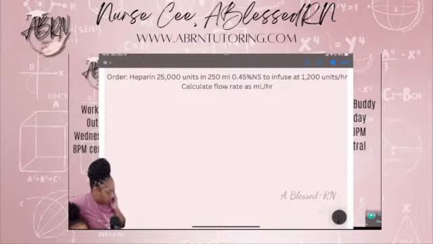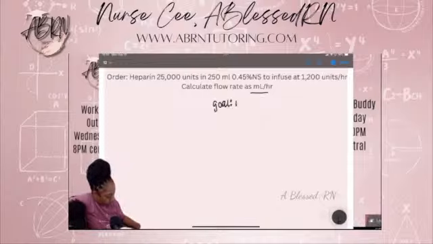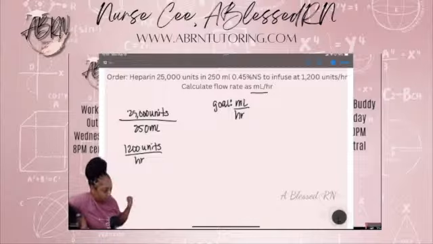Okay, then. So our order for heparin 25,000 units and 250 mL of half normal saline is to infuse at 1,200 units per hour. Calculate the flow rate as milliliters per hour. So what is our goal? Our goal is to get milliliters per hour. So we know that we have 25,000 units in 250 mLs, right? And it's going at a rate of 1,200 units per hour, and we need milliliters per hour.